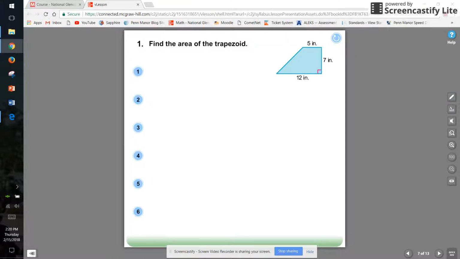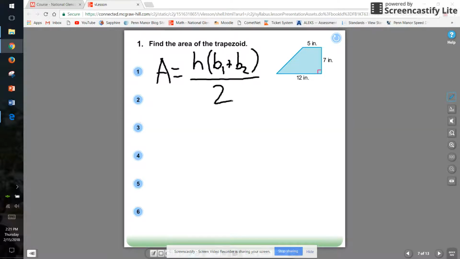First things first, we're finding the area of this trapezoid, and we need a formula. Our formula is area equals the height times B1 and B2, and we'll talk about that in a second. It really stands for base 1 and base 2, and we're going to divide that by 2.